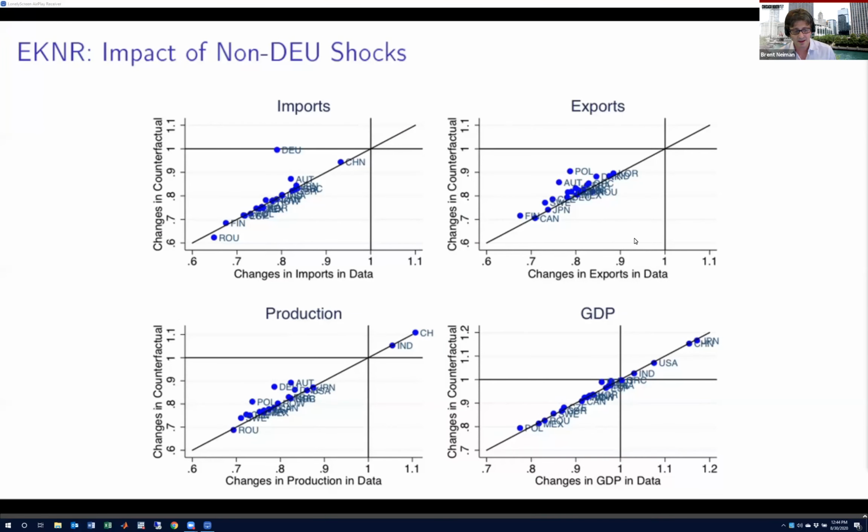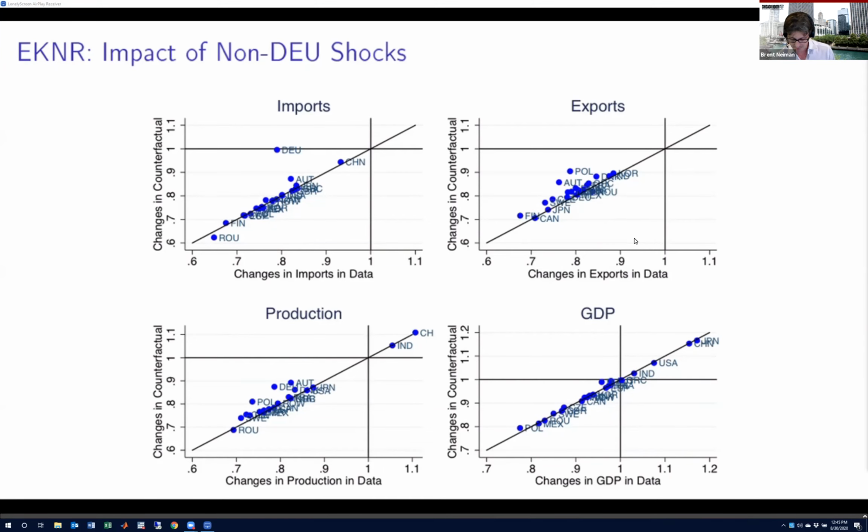Another useful way to think about what you could do with this framework is to ask, how do foreign shocks influence behavior in the home country and vice versa? One way to see that was to run a counterfactual where we included all shocks that applied to all countries, but none of them that applied to Germany. So we turned off the negative demand shock in Germany. We turned off productivity shocks in Germany. We turned off trade friction shocks that influence Germany, but kept everything else on.